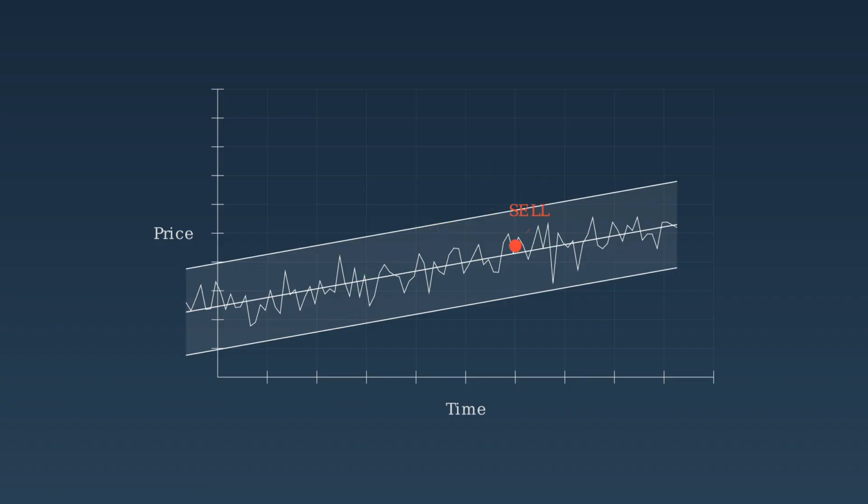Conversely, when price reaches the upper channel boundary, traders look for selling opportunities. Again, the first target is the middle regression line, offering a balanced risk-reward ratio. And the second target is the lower channel line for those seeking larger profits. These channel bounce trades work best under specific conditions.